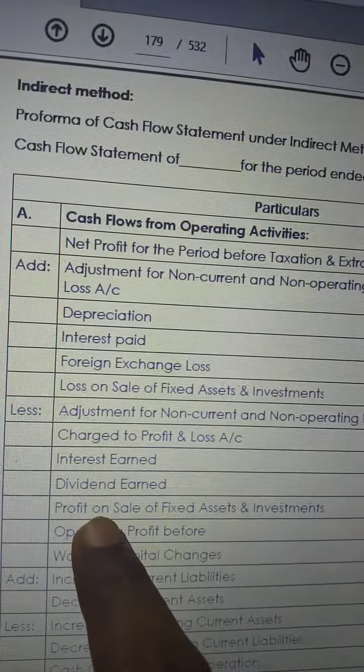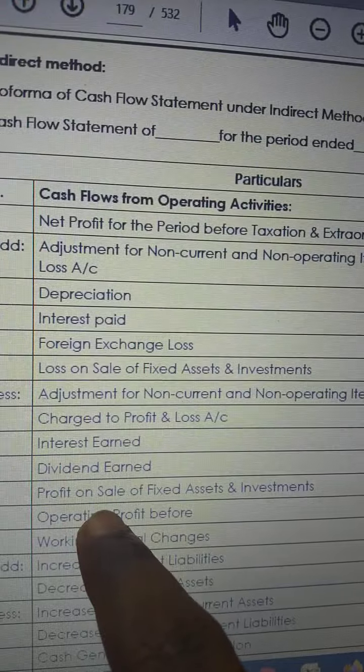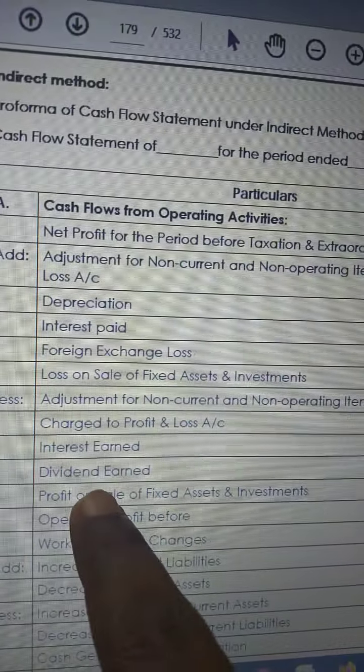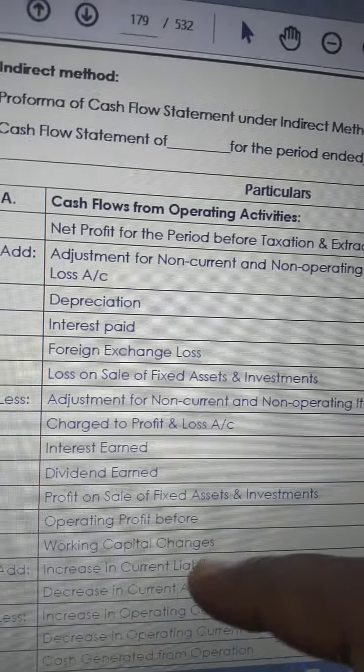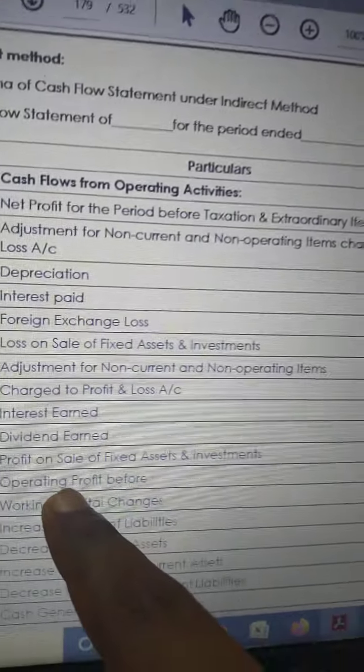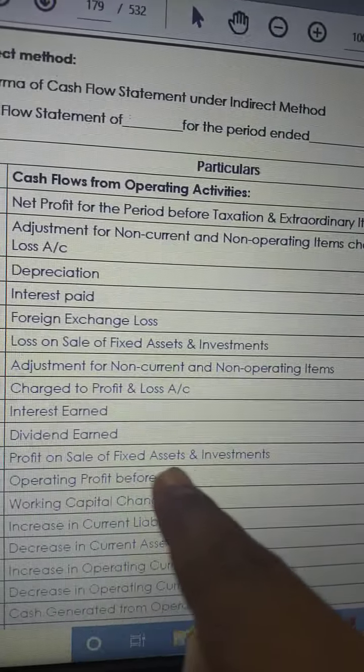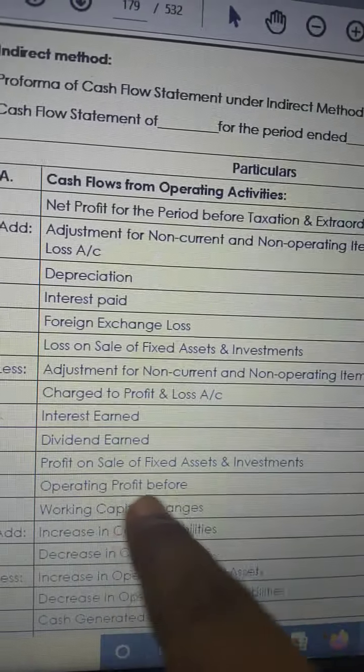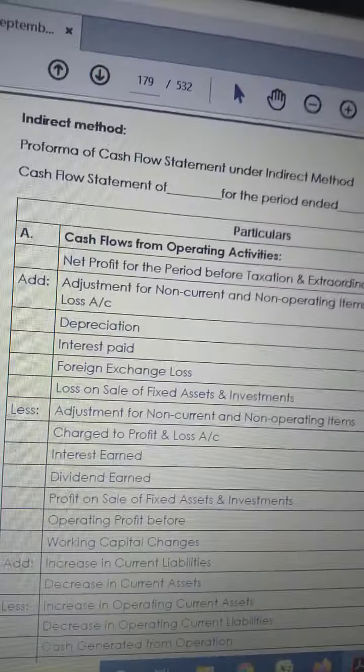So we have to reduce from here. This net profit, already this profit is included, so I am reducing now. Then you will get the next thing, operating profit before working capital change.